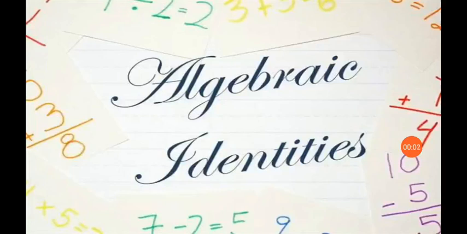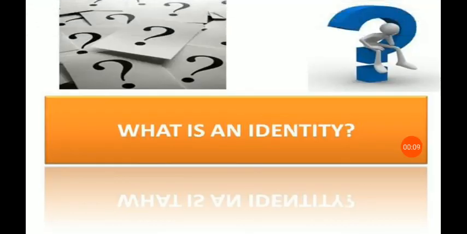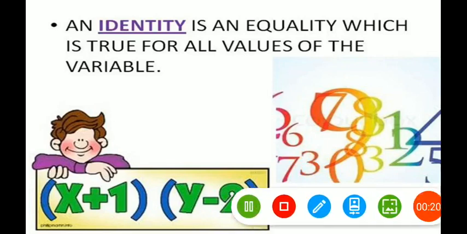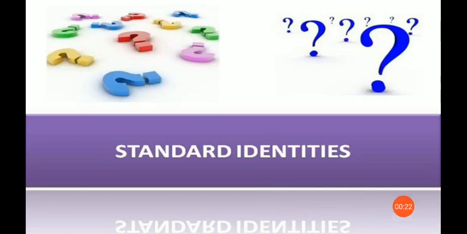We will revise algebraic identities today. So we have learned, what is an identity? An identity is an equality which is true for all values of the variable. Now we know that there are some standard identities. Let's revise those standard identities of algebra.